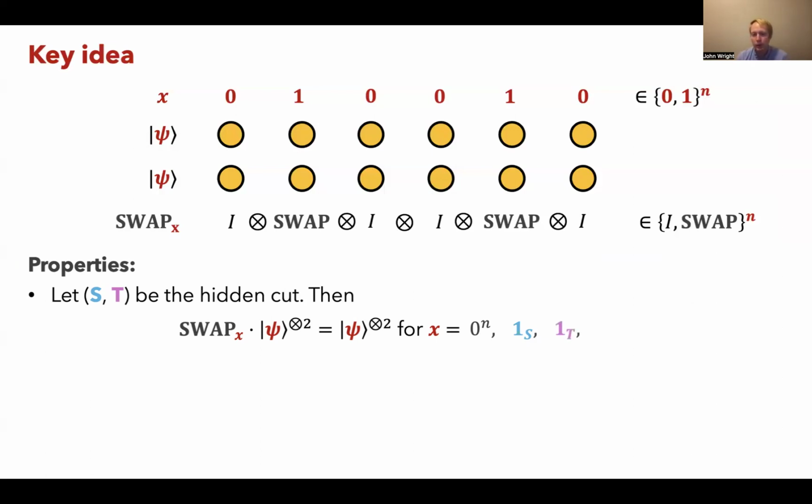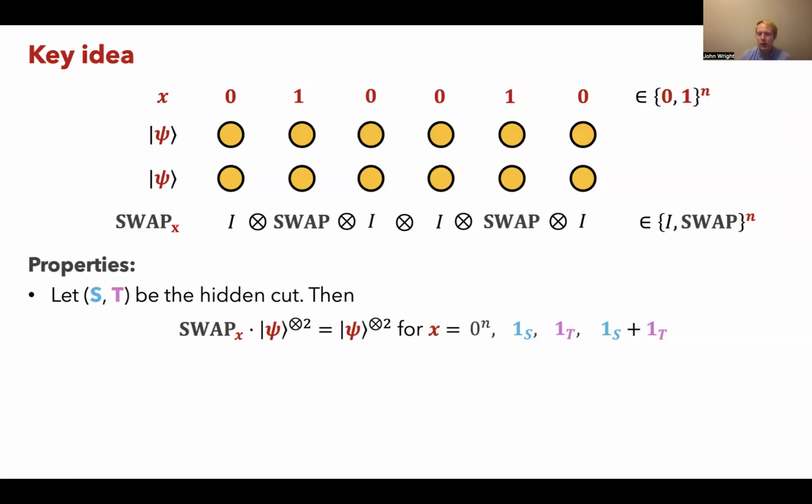Similarly, if I apply swap sub x, where x is the indicator of the T subset, then I'm just swapping the two parts of the state on the T qubits. And that won't change the state at all if it's product across S and T. And finally, swap sub x returns back psi tensor 2 on the string x, which is 1 sub S plus 1 sub T. Why is that?